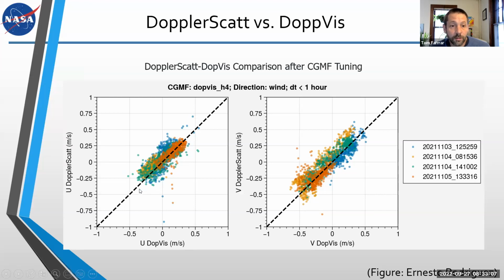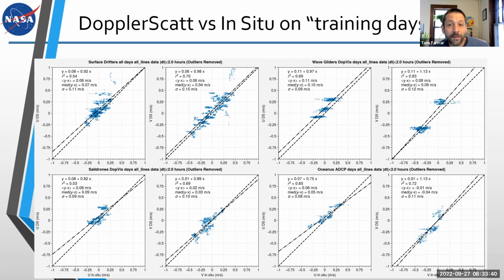This is after retuning the geophysical model function for velocity from Doppler scat. I think this is also really encouraging. There is noise that's maybe on the order of 10 centimeters per second here in the point-to-point comparisons, but it's really encouraging. There is some work to do on the model function for Doppler scat.